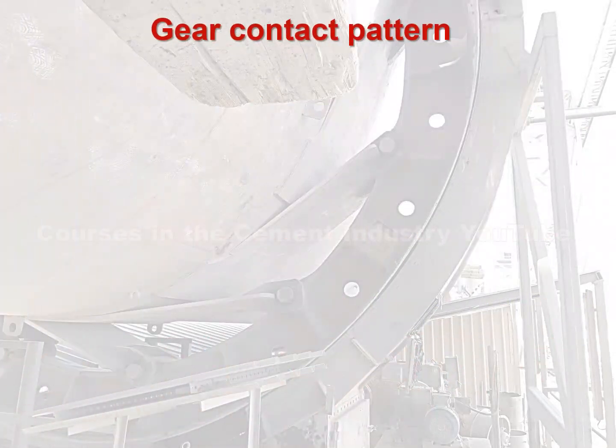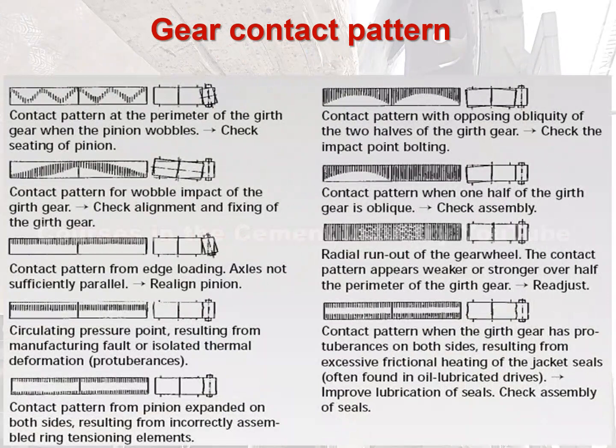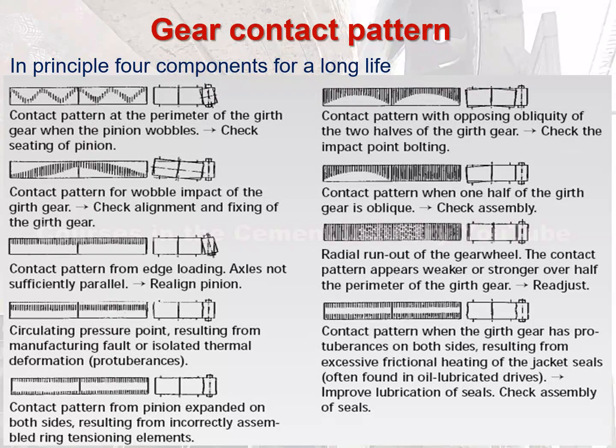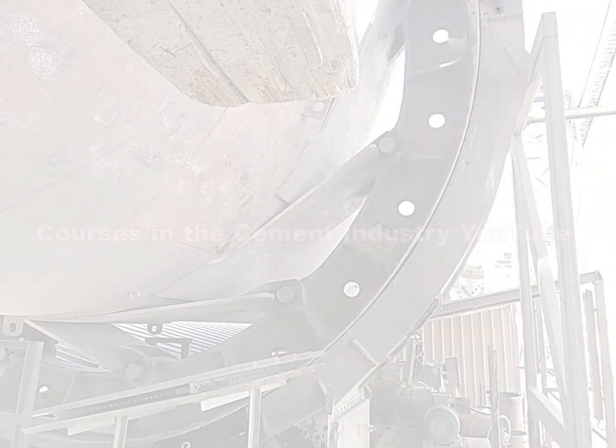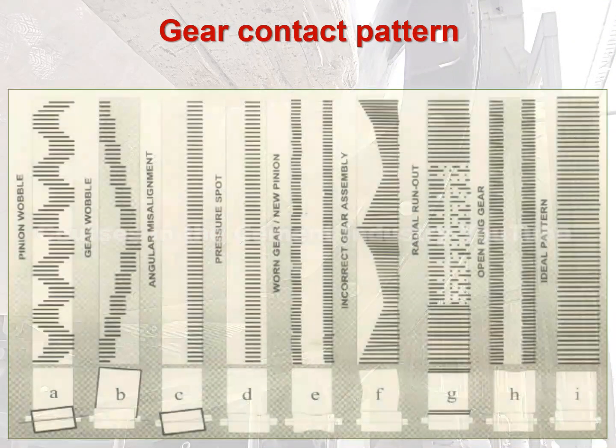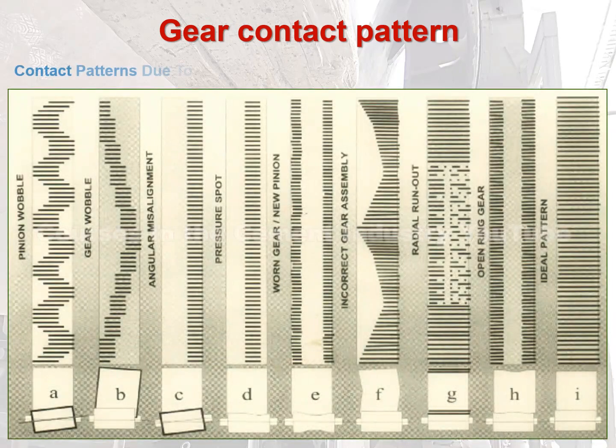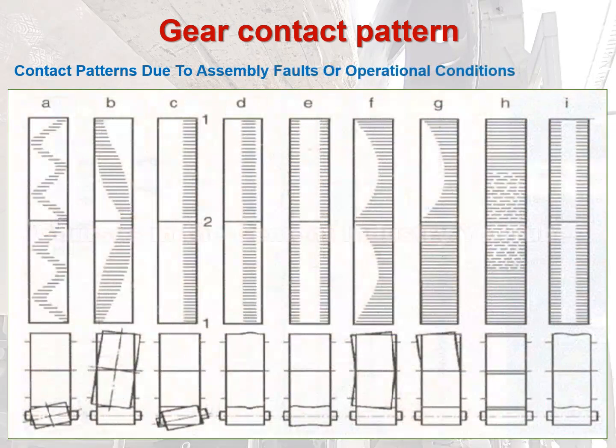Gear contact pattern. In this picture it is explained. In principle, four components for a long life. See in this picture, gear contact pattern. We follow together. In these pictures it is explained: contact patterns due to assembly faults or operational conditions.